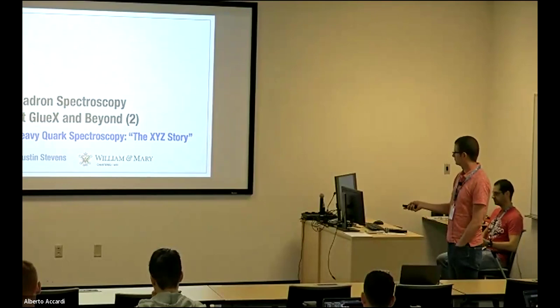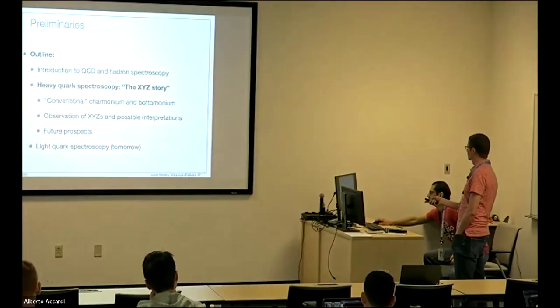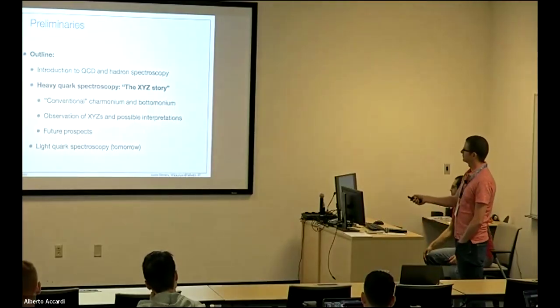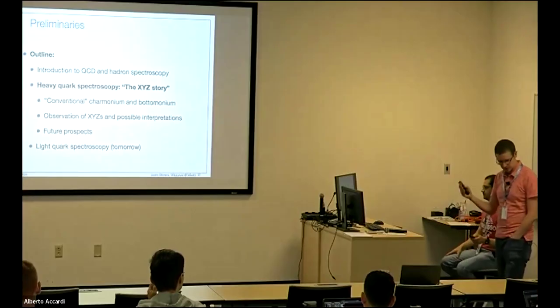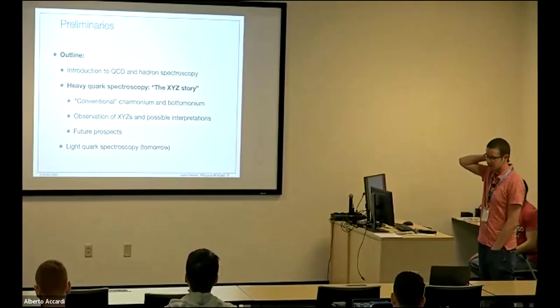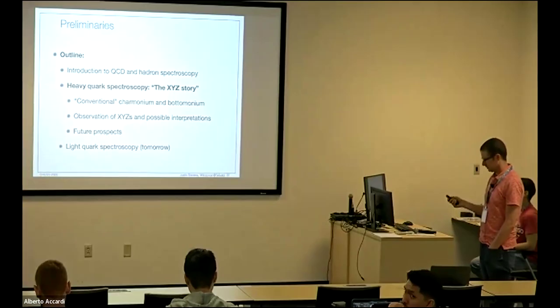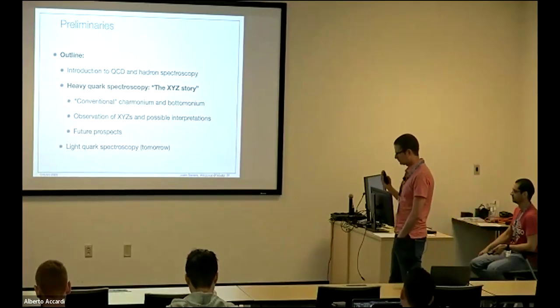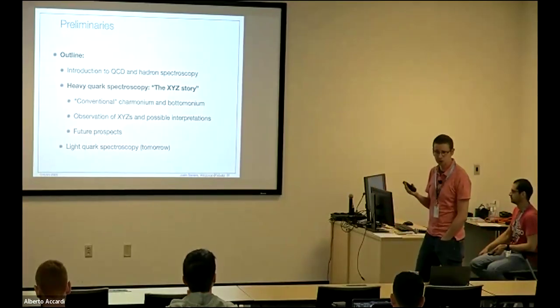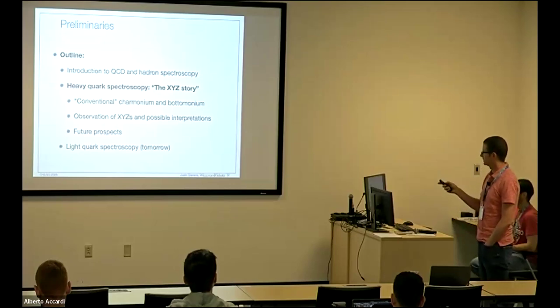So hopefully I've convinced you that we can study QCD through hadron spectroscopy. When we look at the spectrum of hadrons, the pattern we observe there tells us something about the quark and gluon configurations of these states. Today, in the second session, I'll tell you about some conventional charmonium, so these charm anti-charm systems, and these XYZ states.